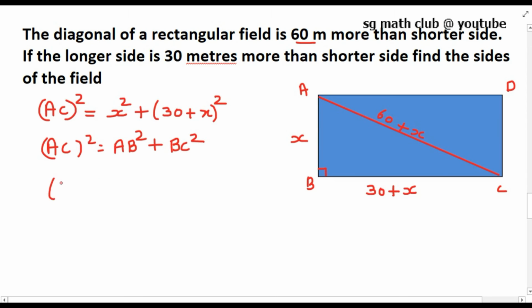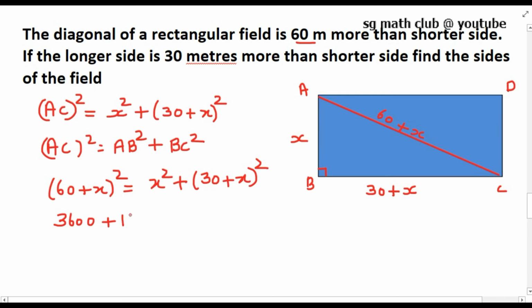Now AC square we can substitute as 60 plus x the whole square. AB square is x square. BC square is 30 plus x the whole square. Now we will open the bracket. This is in the form of the identity a plus b the whole square, and we know that a plus b the whole square is a square plus 2ab plus b square. So when you open, we have 3600 plus 60 into 2 is 120x plus x square equal to x square plus, again this is also in the form of a plus b the whole square, we can write 900 plus 60x plus x square.